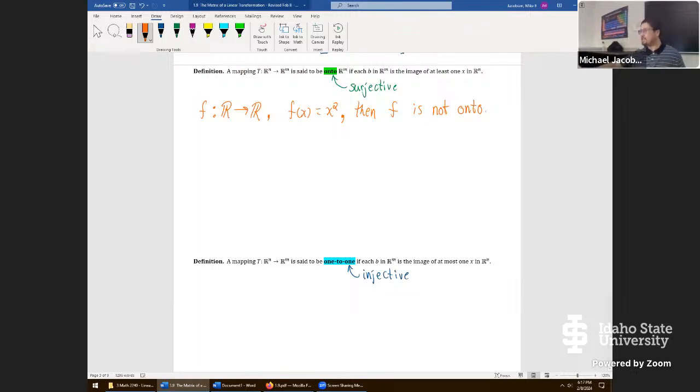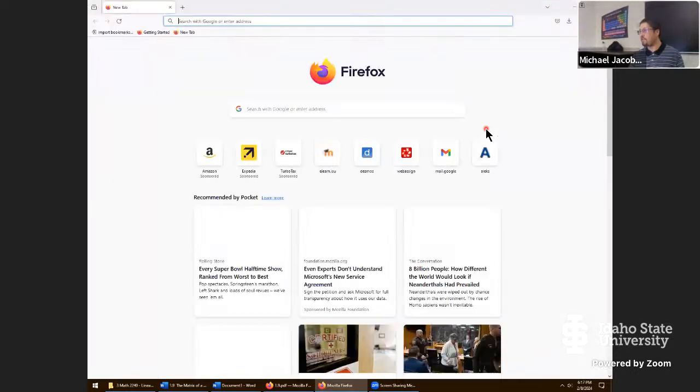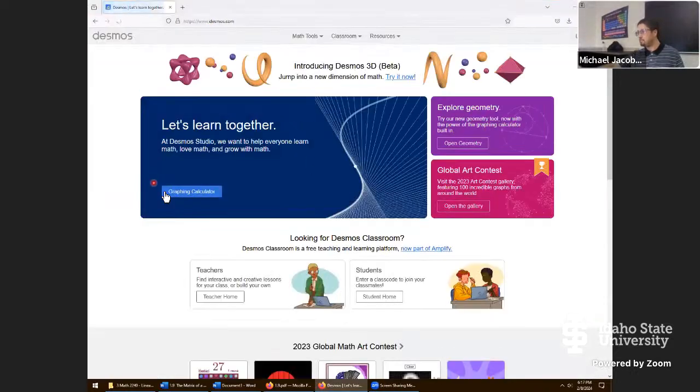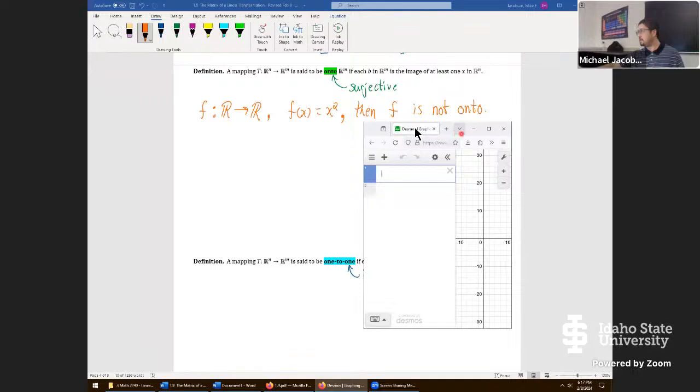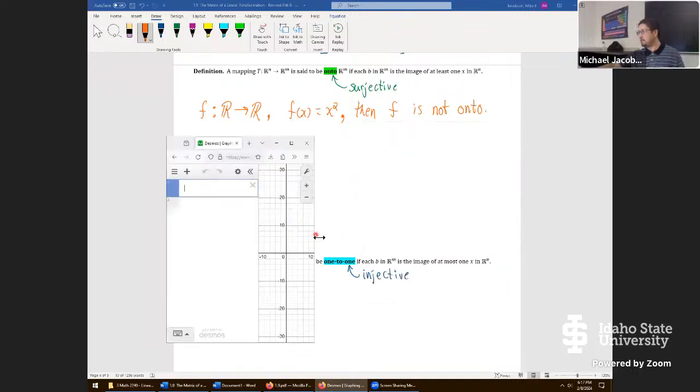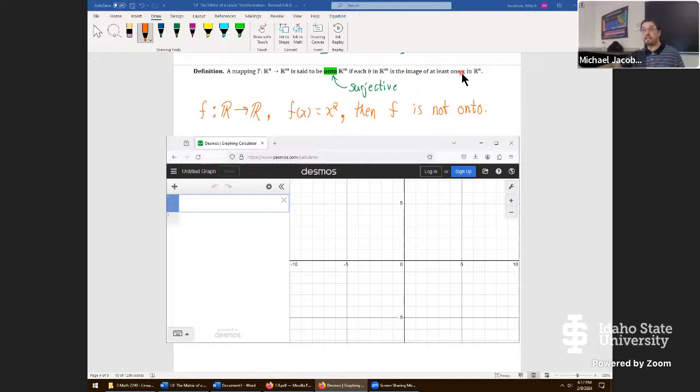Let's see why. It says you have an onto mapping if each vector b, or each codomain element b, is the image of at least one x in Rn. The wording there is really tricky. It's almost easier to see it just by graphing this function. So let's do a really quick graph, and work through this wording right here with our graph. So our function is x squared.